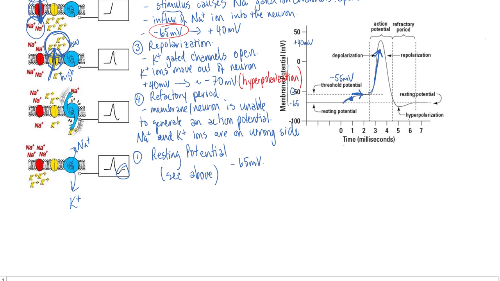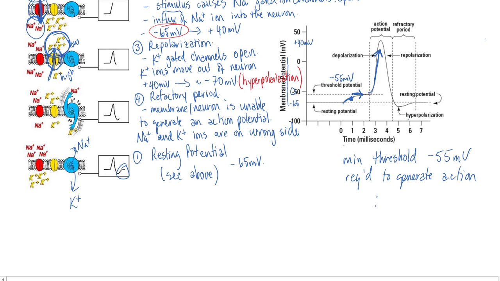So we call this an all or none. Minimum threshold: minus 55 millivolts is required to generate an action potential.